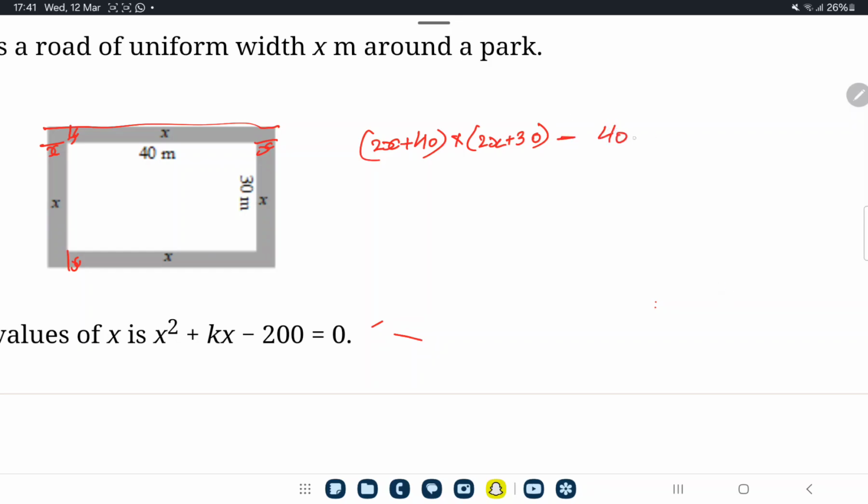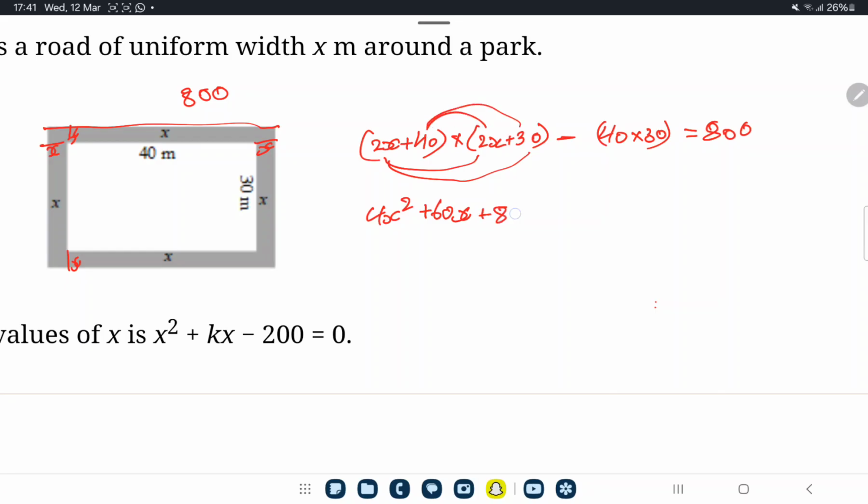So 40 times 30 equals, now I didn't read the question, but they said that the area of the shaded region with the gray is 800, so equals 800. So you expand the brackets, it's 4x squared plus 60x, and then you expand it from the other side, plus 80x plus 1200 minus 1200, 40 times 30, minus 800 equals 0.